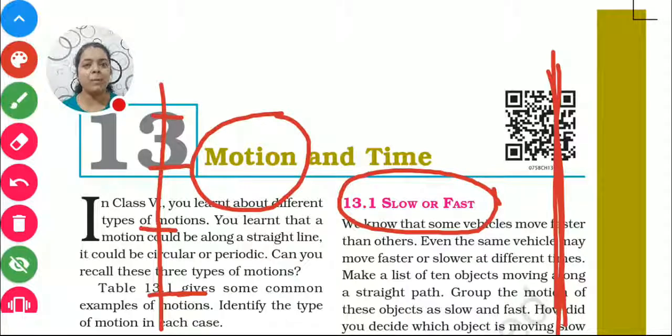Motion is from one place to another place. That is a kind of motion, meaning when you're moving from one place to another place. Dancing can never be a kind of motion. It's just the steps which are slow or fast. So when you go to slow or fast, how can you say that something is slow or something is fast?